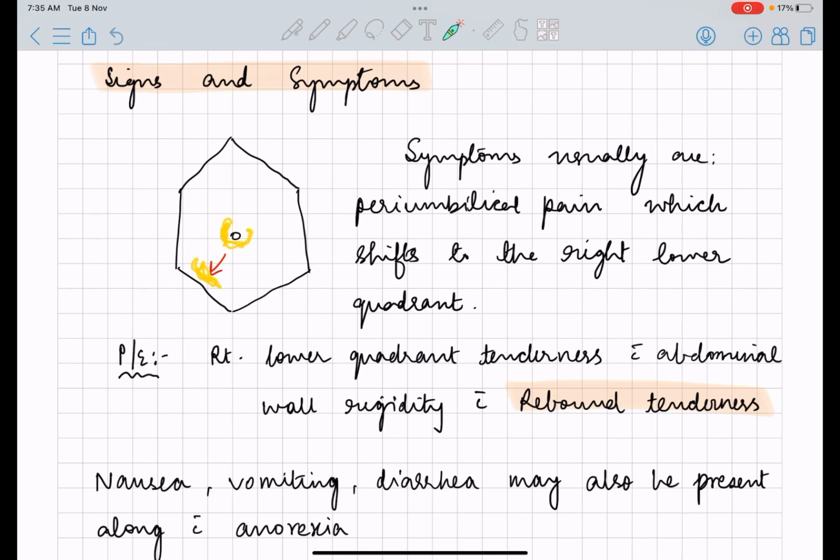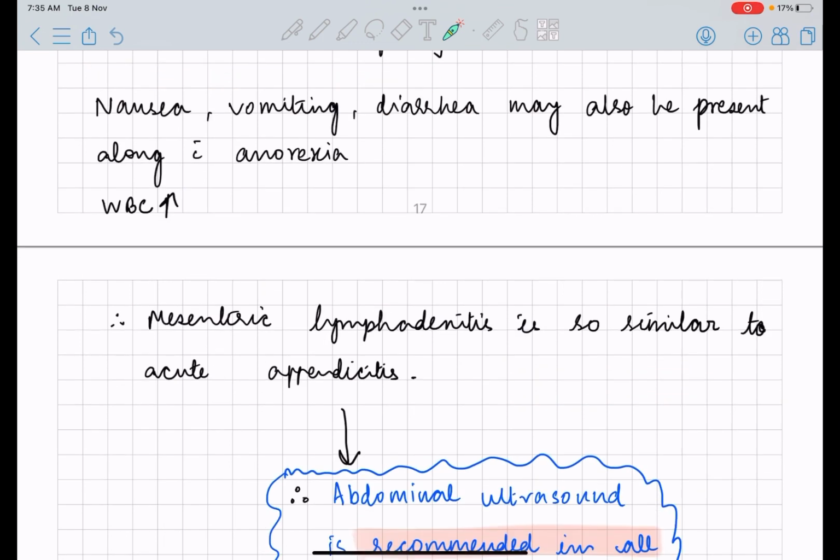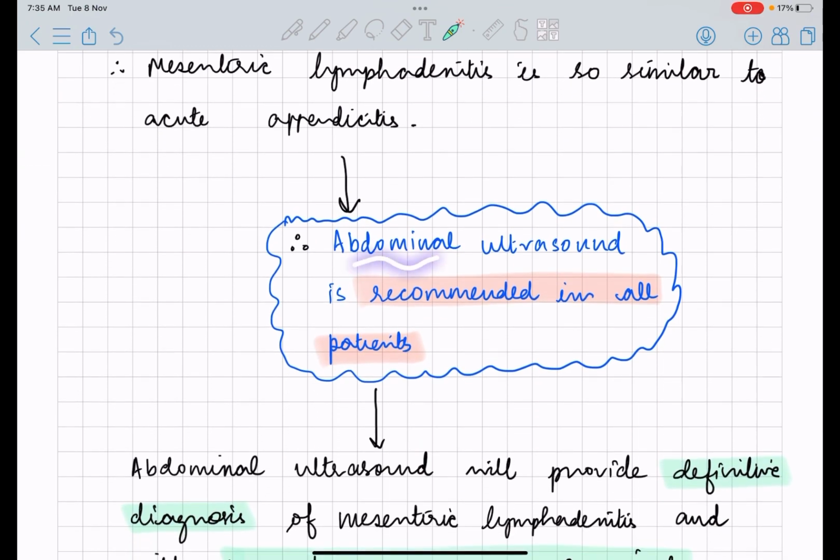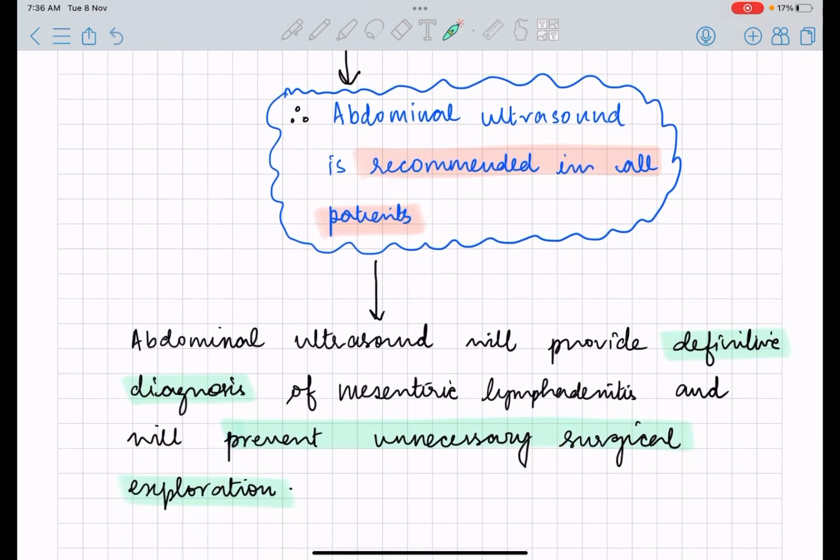Patient can also present with nausea, vomiting, diarrhea, and may also present with anorexia. White blood cell count is raised in most of the patients. Therefore, mesenteric lymphadenitis is very similar to acute appendicitis. Clinically, it is very difficult to differentiate between the two, almost impossible. Therefore, abdominal ultrasound is recommended in all patients. Abdominal ultrasound will provide definitive diagnosis of mesenteric lymphadenitis and will prevent unnecessary surgical exploration.